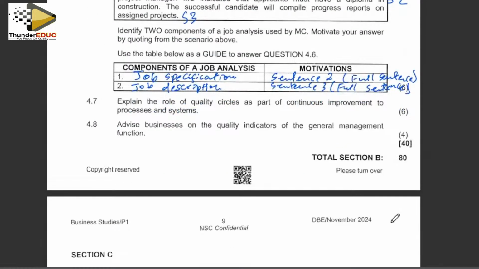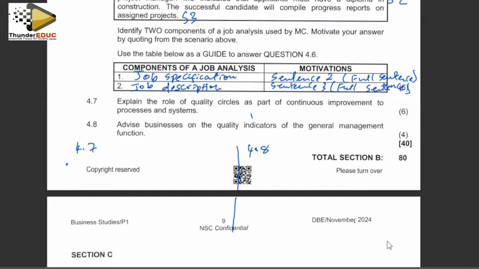The next question we have is question 4.7. So now 4.7 reads as follows. Explain the role of quality cycles as part of continuous improvement to processes and systems. Okay, right, grade 12. So now in this regard, we are going to answer 4.7. We must explain the role of quality cycles as part of continuous improvement to processes and systems.